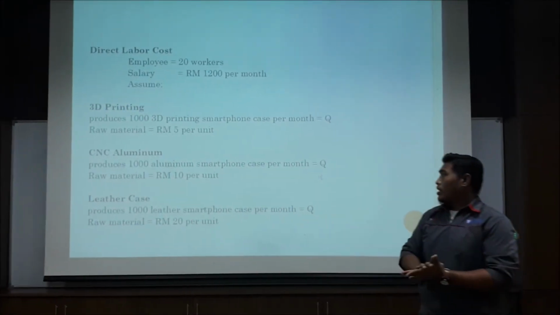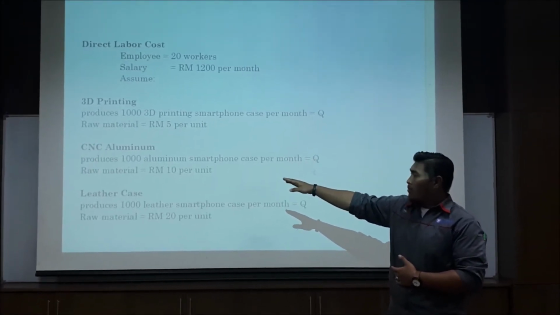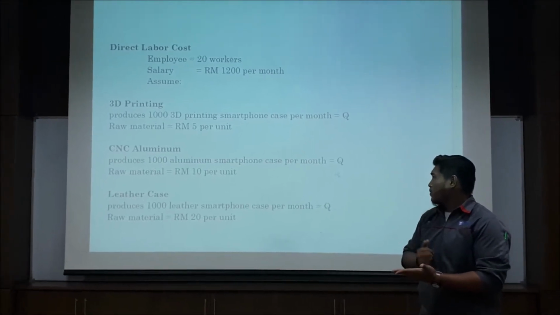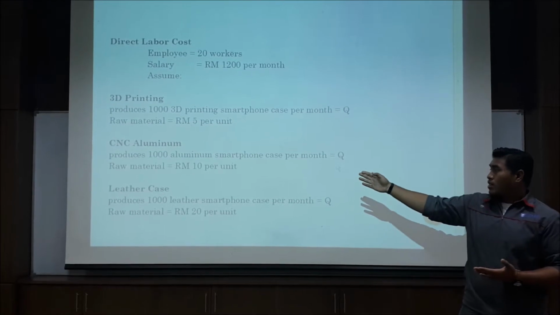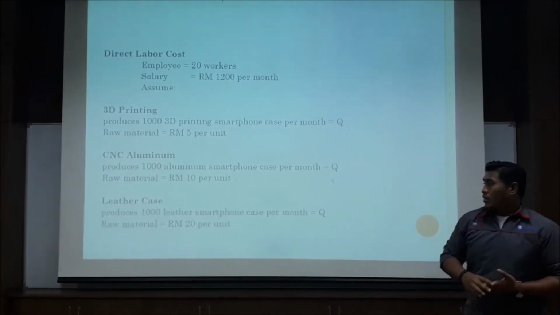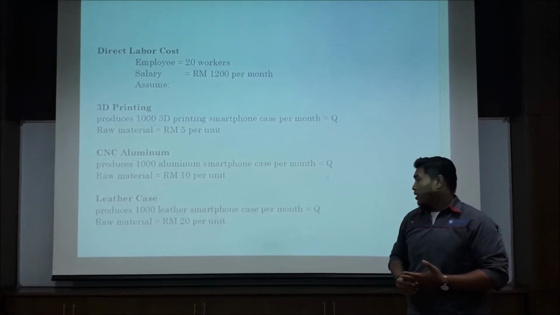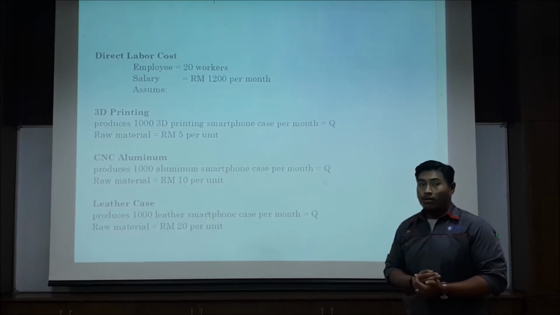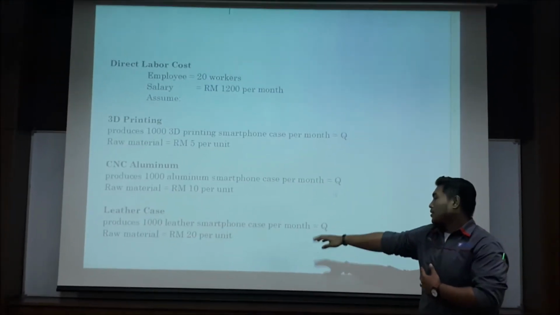For the raw material, it is RM5 per unit. The CNC aluminium target is 1,000 aluminium smartphone cases per month, and the cost for raw material is about RM10 per unit. The last one is the leather case, where we target about 1,000 leather smartphone cases per month, and the cost of material is about RM20 per unit.